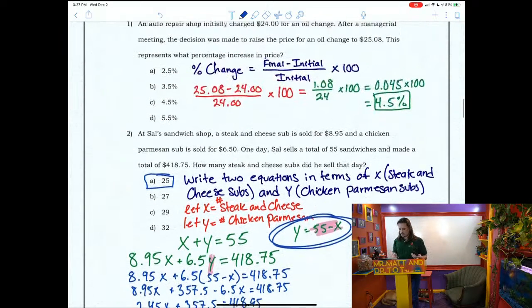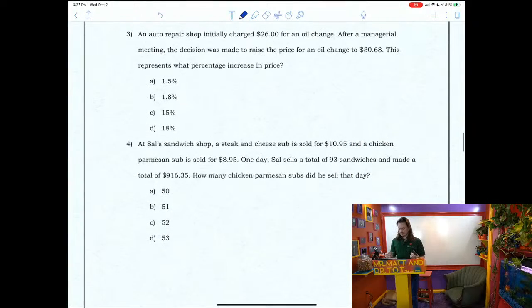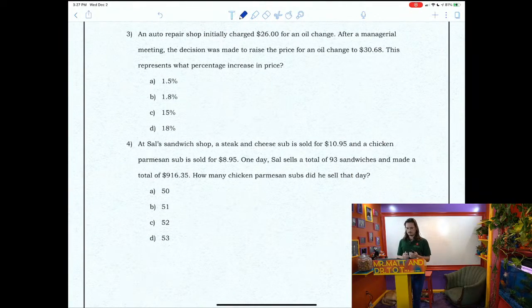So the answer to number 1 was C. The answer to number 2 was A. If you have any questions, then please let me know. Otherwise, let's take a look at 3 and 4. So I'll give you 6 minutes.